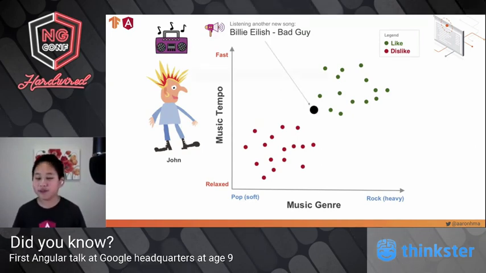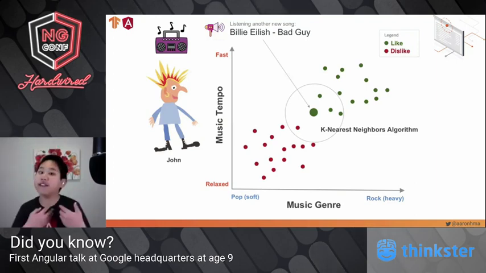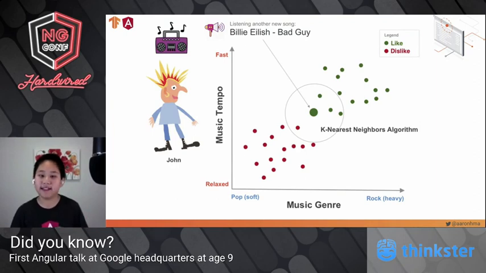But what we can do here is use a machine learning technique known as the k-nearest neighbors algorithm, or KNN. What this does is draw a circle around our data point. Now we can safely go majority and say that John would probably like the song.